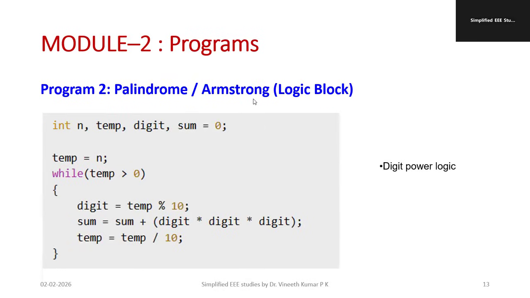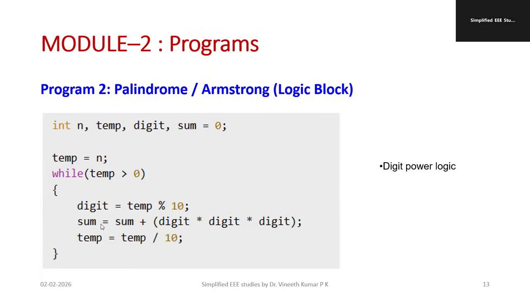Palindrome or Armstrong number checking. This is very, very important. So you are supposed to use digit power logic. Digit power logic is here. So we are supposed to declare the variable, then store the number into a temporary variable. Then you are supposed to use the if condition. Under that, you are supposed to use digit power logic. Kindly remember this digit power logic.